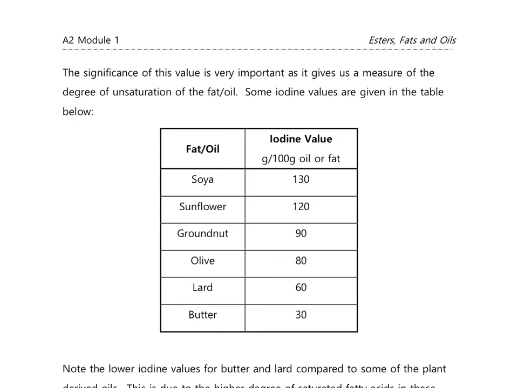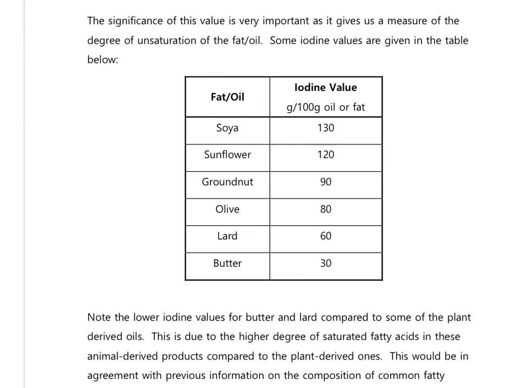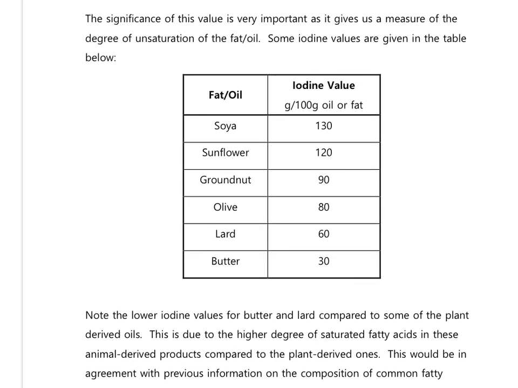Right, so over on the next page, just very quickly, it gives you an idea. And what did we say? The higher the iodine value, what does that mean about the structure of the fatty acid? It's more unsaturated. Okay, so in this, which is your most unsaturated fat there? I'm tempted to say soya. Yeah, so that's the most unsaturated.